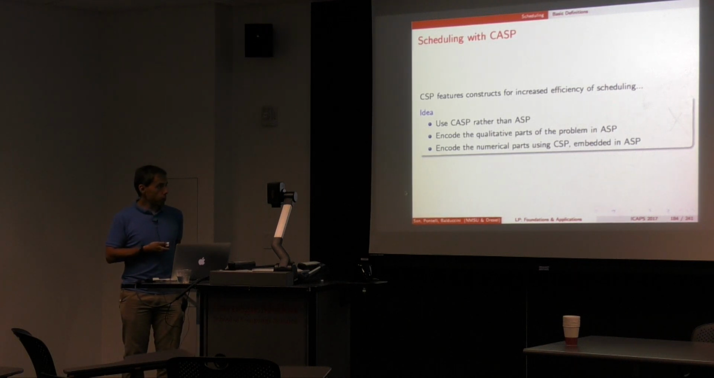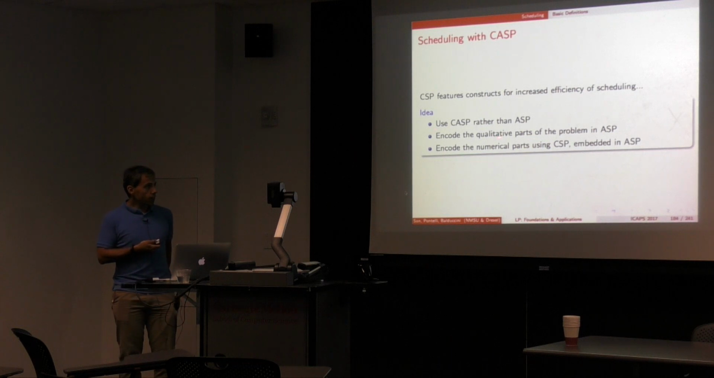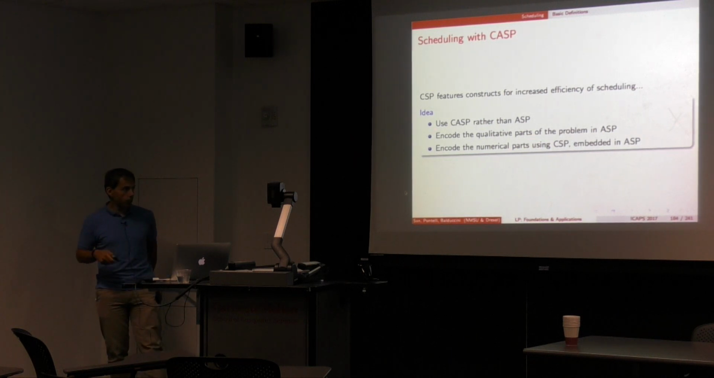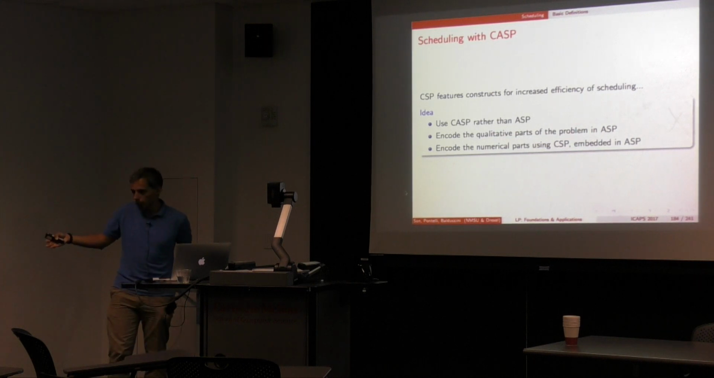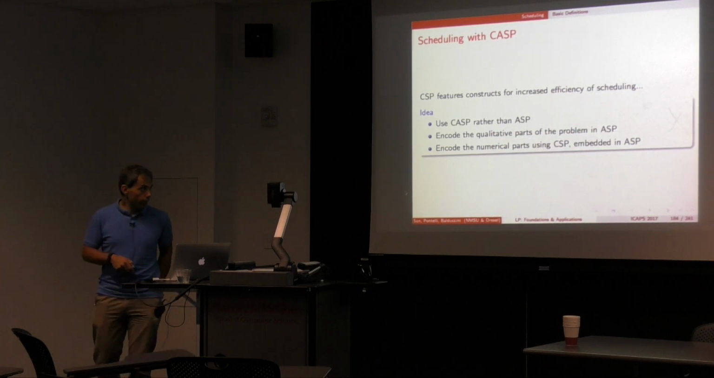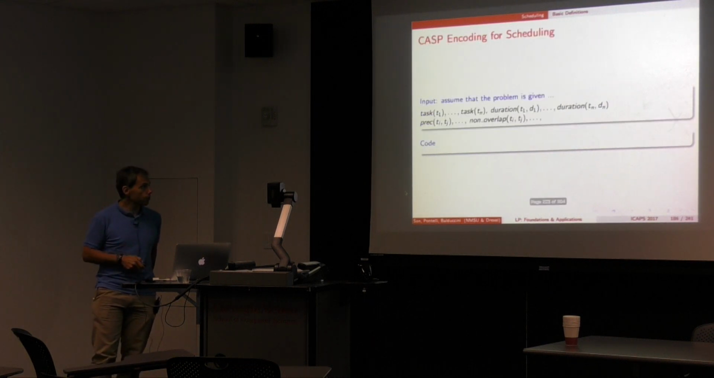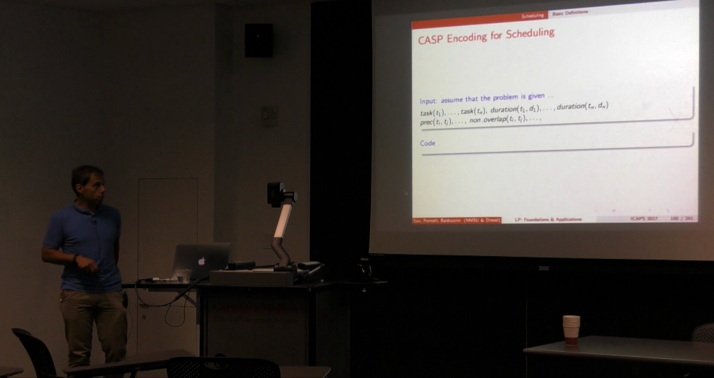So obviously we use CASP instead of ASP. Whatever qualitative parts of the problem, we're going to encode in ASP, and then the numerical parts are going to be encoded using constraint solving, but still embedded in ASP, encoded as ASP statements. So what does this boil down to?